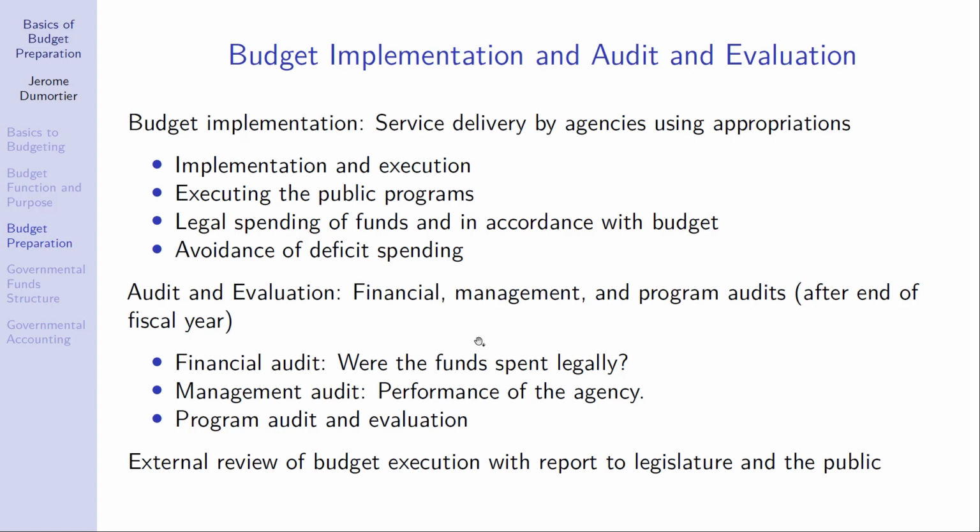Agencies also have to avoid deficit spending, in the sense that they are spending more money than they are allocated. Finally, we have an audit and evaluation, in the sense that we are looking at what the proposed budget was, and how that budget actually looked at the end of the budget period. How much money was spent? Were all the funds spent legally? Also, it is a management audit, in the sense that we ask whether the priorities outlined in the budget were actually achieved, and how the individual agencies performed.